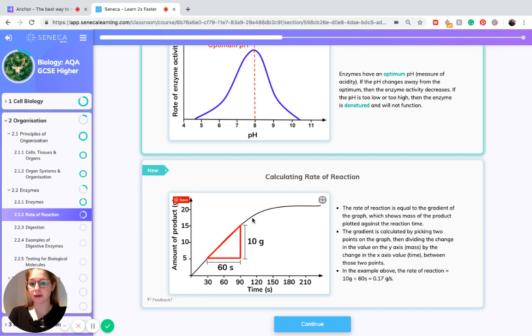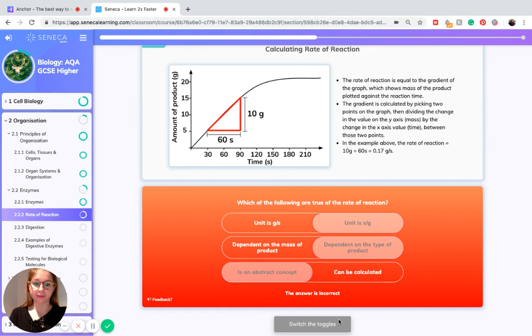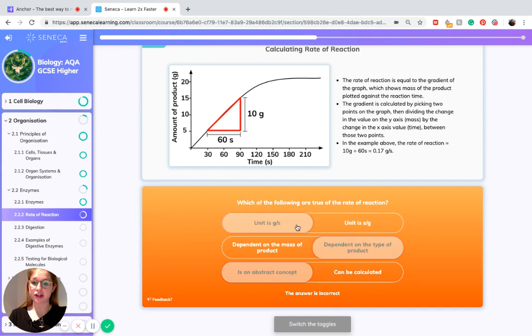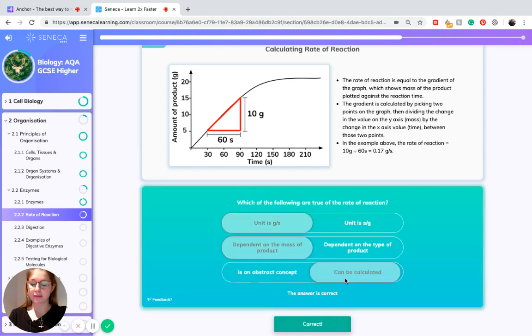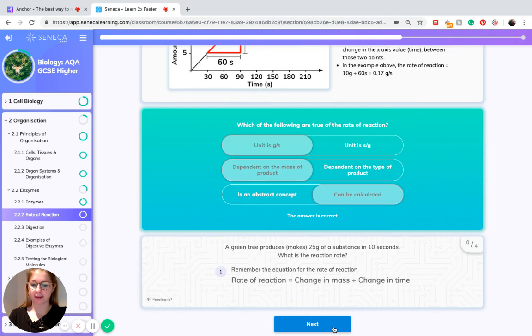So if I were to use an example where the change in mass of product was 10 grams over 60 seconds, when I do 10 divided by 60, I get 0.17. So the change in mass is 0.17 grams per second, and that's the rate of reaction. So as I've just mentioned from my example, the units for rate of reaction are grams per second, and the rate of reaction is dependent on the mass of the product, and it can be calculated by doing this exact calculation I mentioned. So let's look at another example.